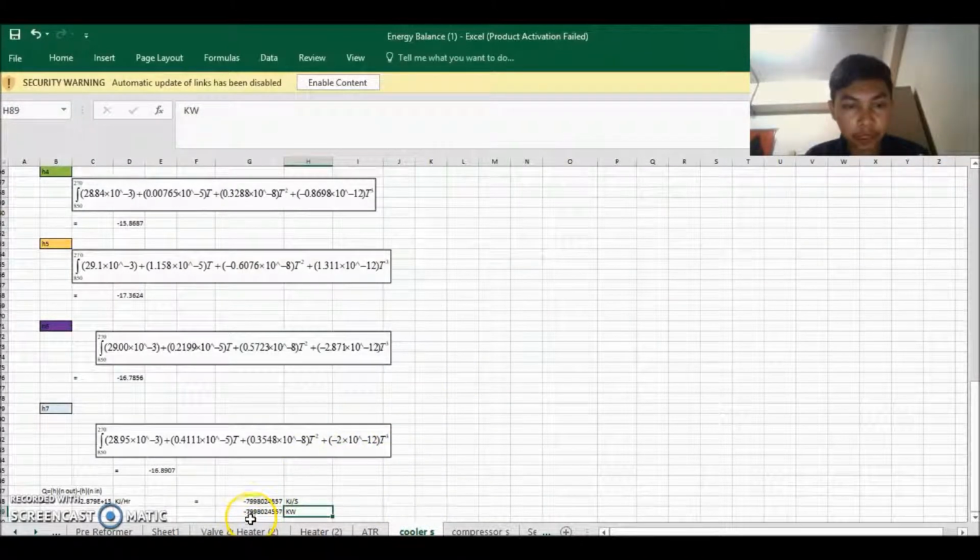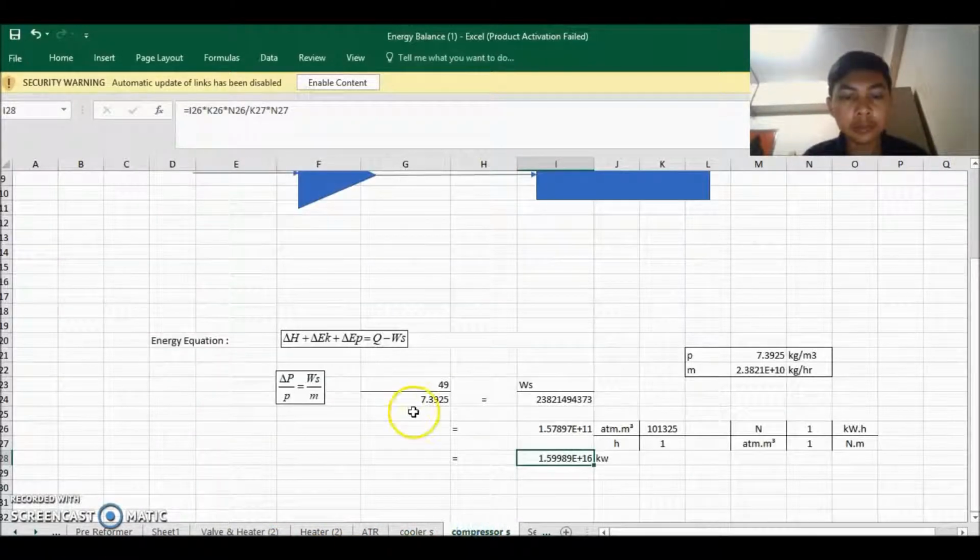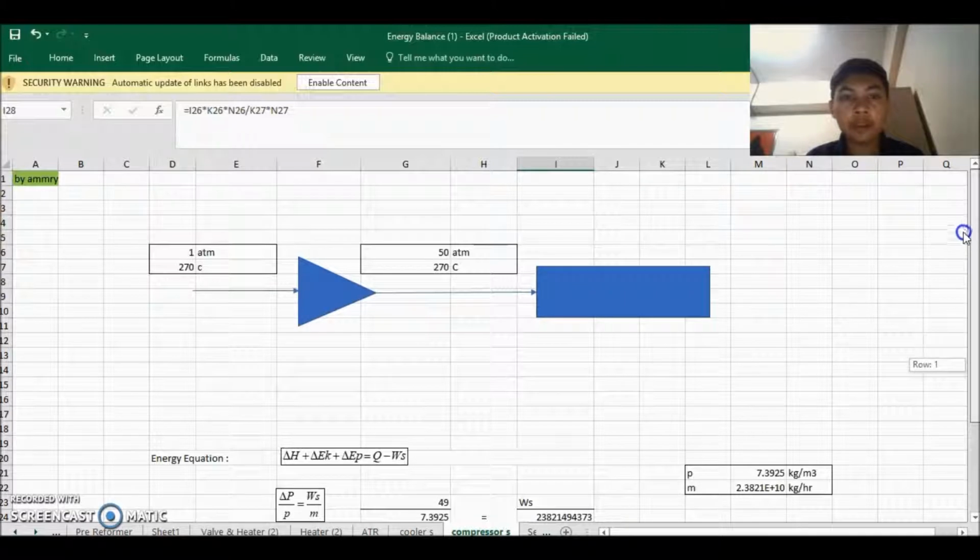Okay. Now I will proceed with the compressor. For the compressor, I maintain the temperature, but I want to change the pressure. So I use the normal energy equation: delta H plus delta kinetic plus delta potential equals Q minus Ws. In this, I assume that kinetic, potential, and delta H equal 0, so Q equals Ws.